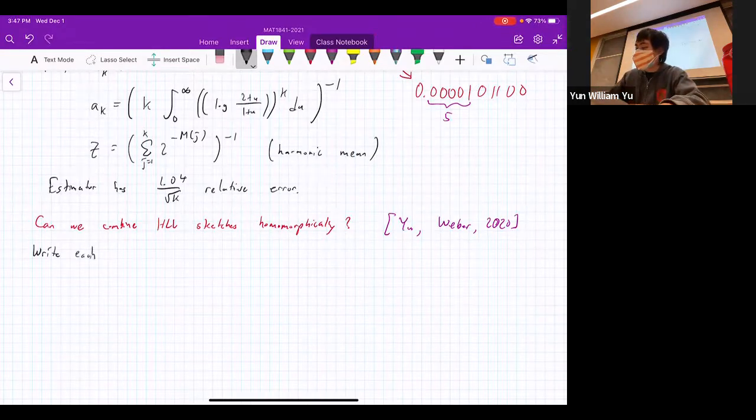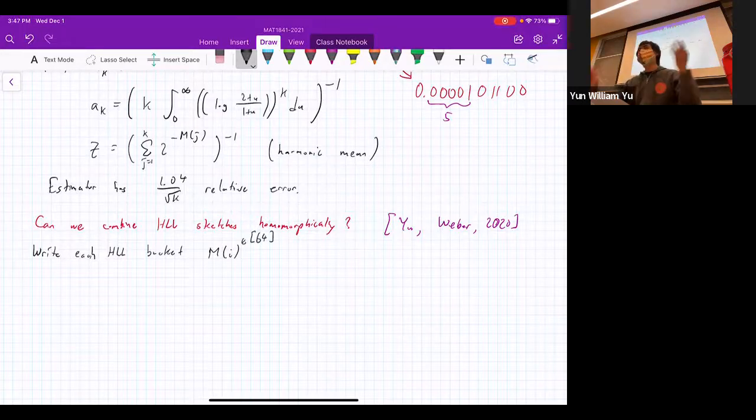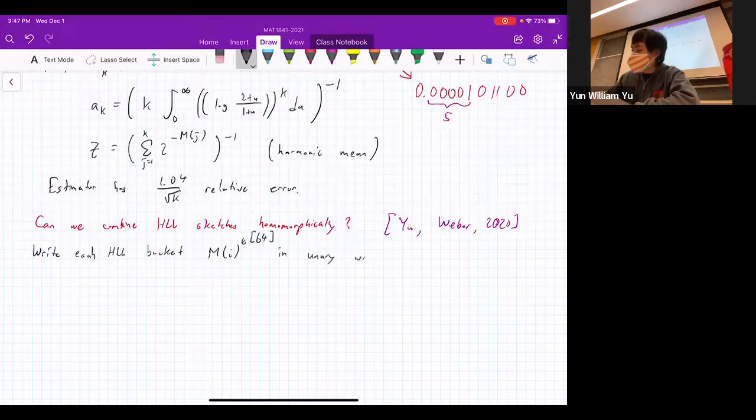We're just going to write each HyperLogLog bucket, let's say m of i, and we're going to assume that each of these buckets is in some defined interval. So let's say between 1 and 64, because with a 64-bit number, your HyperLogLog bucket is going to be between 1 and 64. We're going to write this in unary with random ones. What do I mean by this? I mean that the 5 is going to be encoded as a random number, another random number, 3, 4, 5, and then after that, 1s for the remainder.